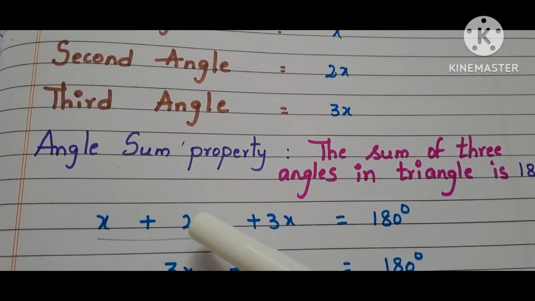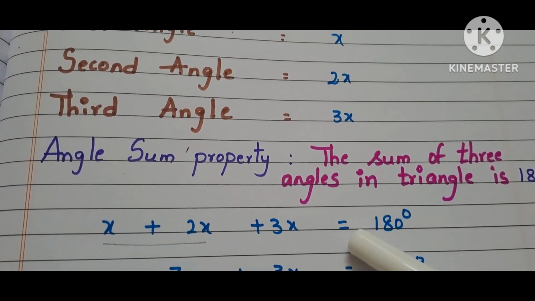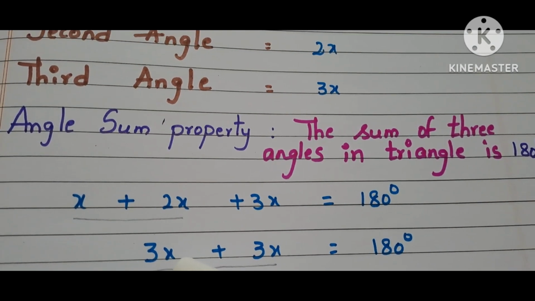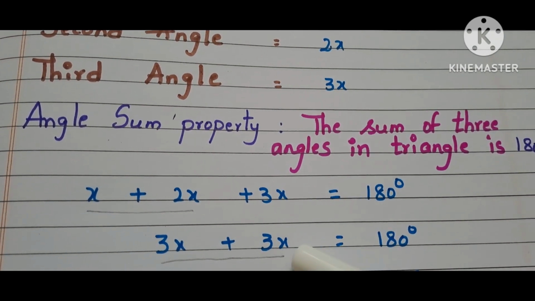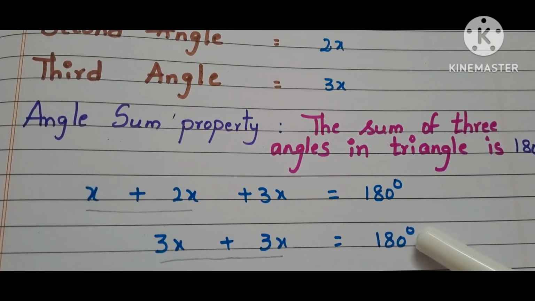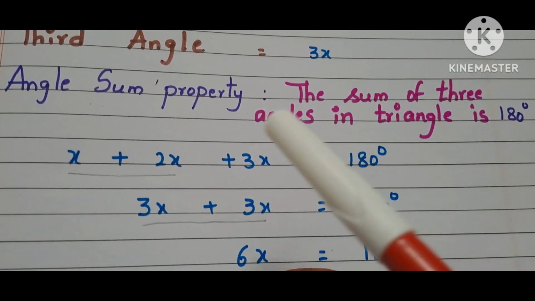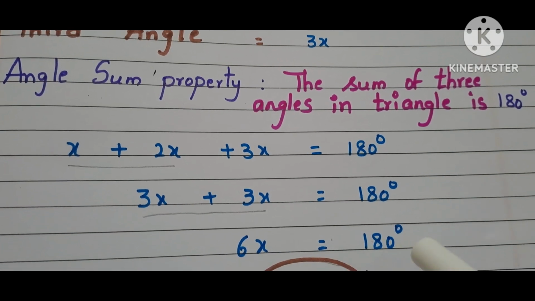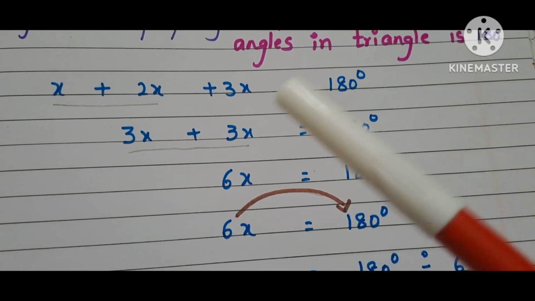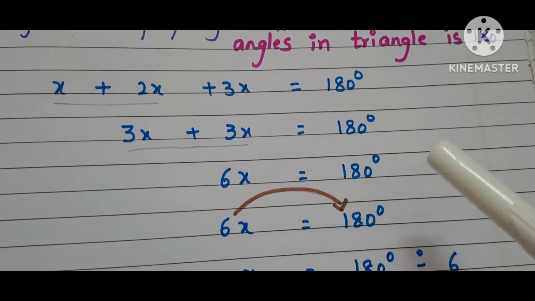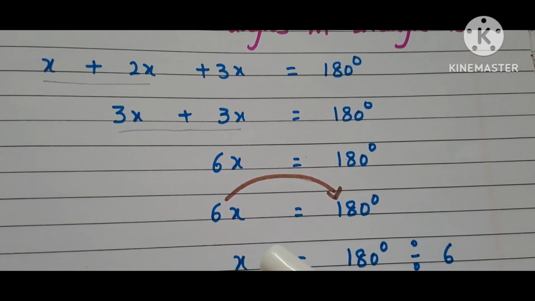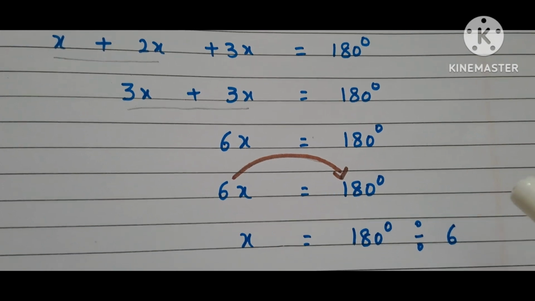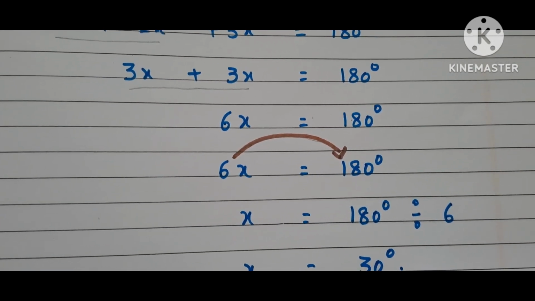x plus 2x plus 3x equals 180 degrees. x plus 2x is 3x, plus this 3x, equals 180 degrees. Now 3x plus 3x is 6x, and that equals 180 degrees. Now take this 6 towards the RHS. Then it becomes x equals 180 degrees divided by 6. Then x equals 30 degrees.